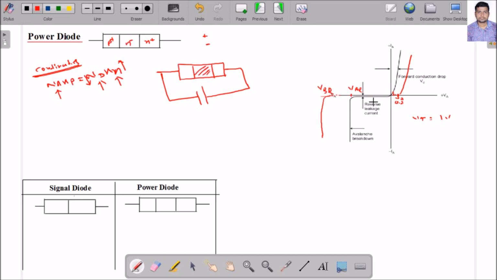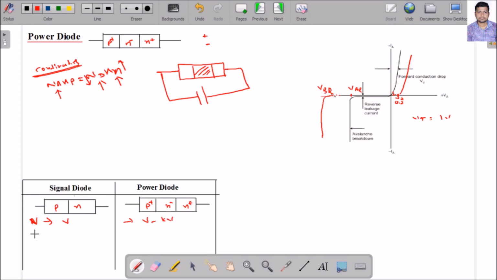Overall, what is the difference between signal diode and power diode? First is the constructional difference. In the signal diode I have two layers, one P and one N, but in the power diode I have three layers: in between the two heavily doped P and N regions, I have one lightly doped N region. Due to this, the voltage range in a signal diode is around some volts or millivolts, while in the power diode the voltage range is around volts to some kilovolts.